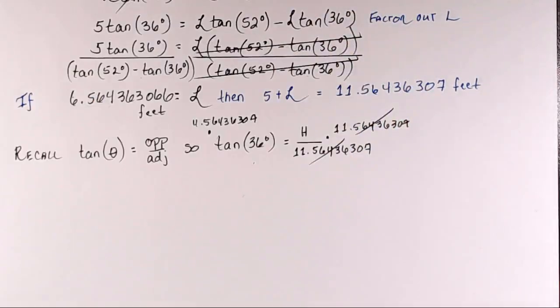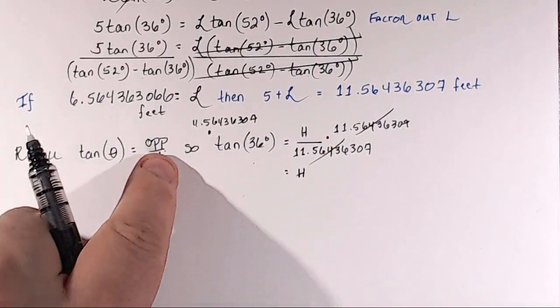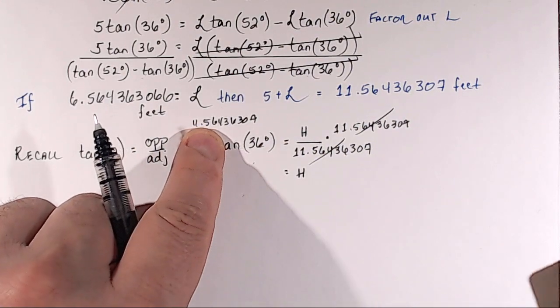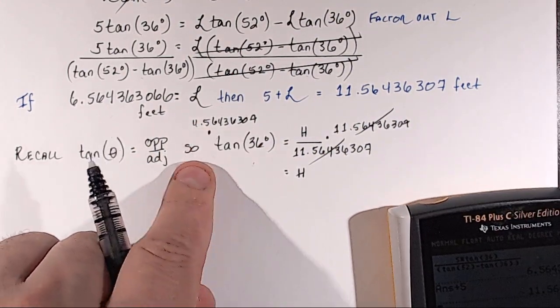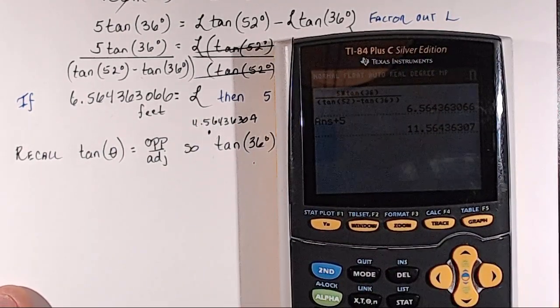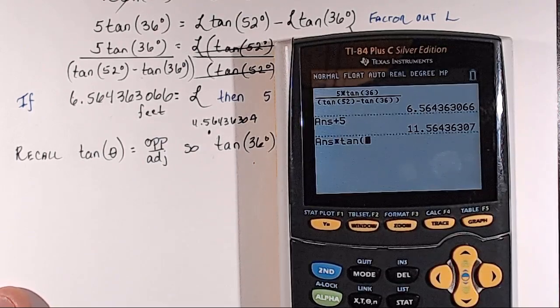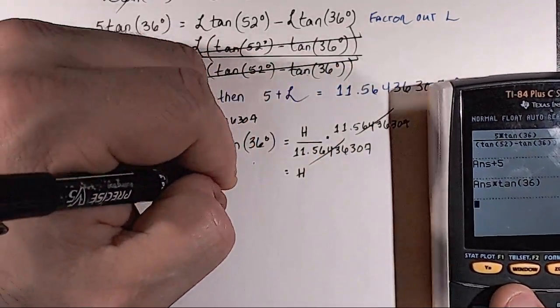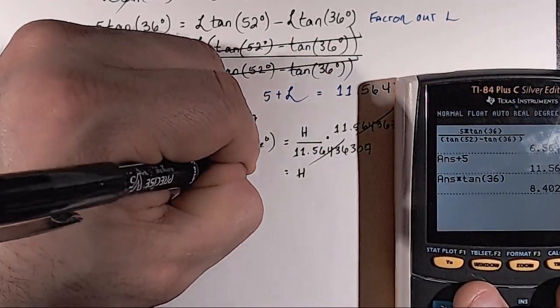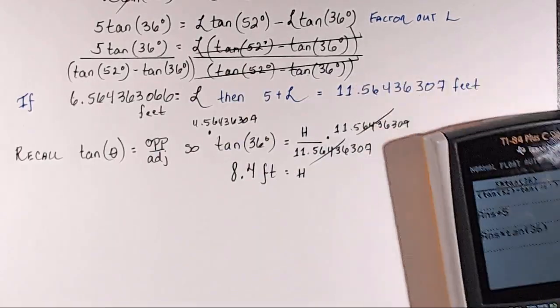Okay, and on the right they cancel. And so H is equal to 11.56436307 times the tangent of 36 degrees. So I can just take my answer that I already had stored in there times the tangent of 36 degrees. And I get 8.402. So we will round here to the nearest tenths place and say 8.4 feet is H.